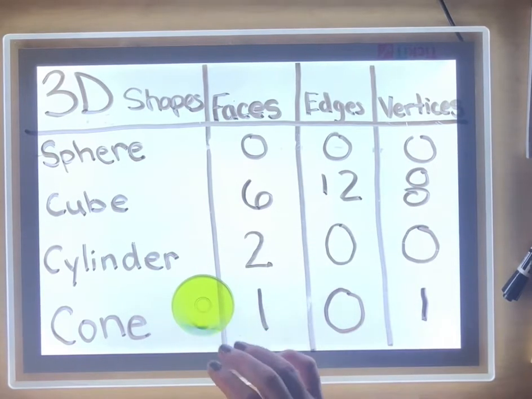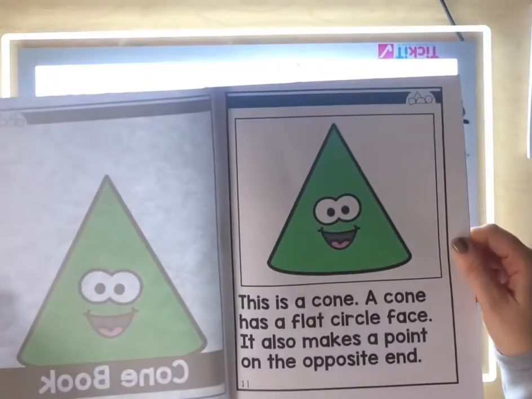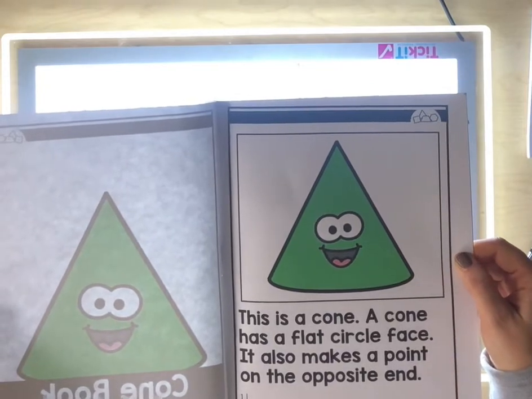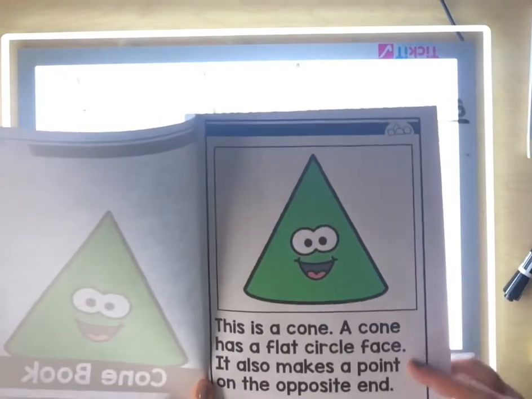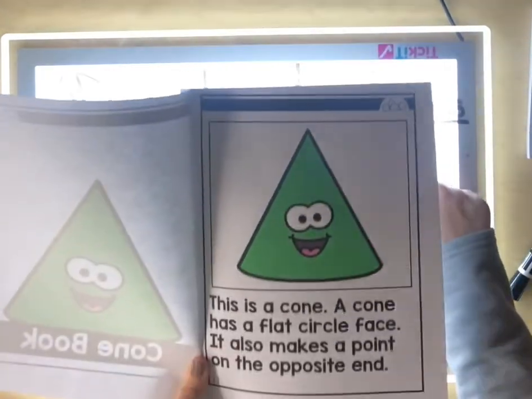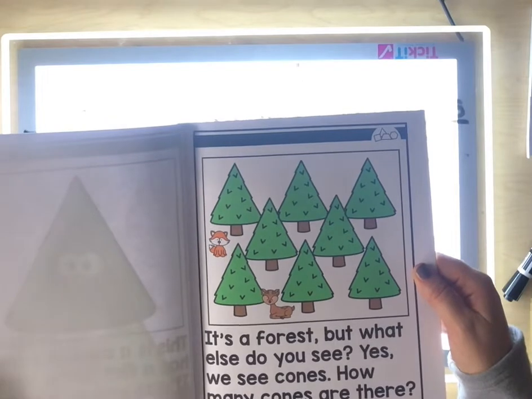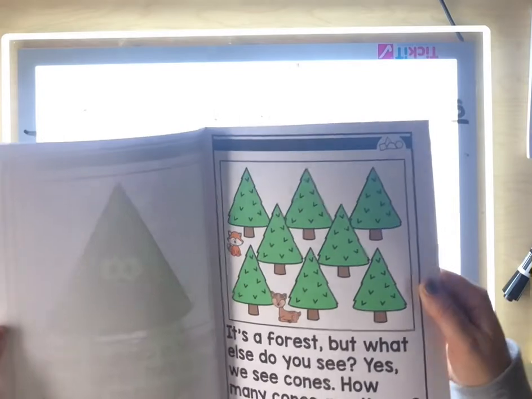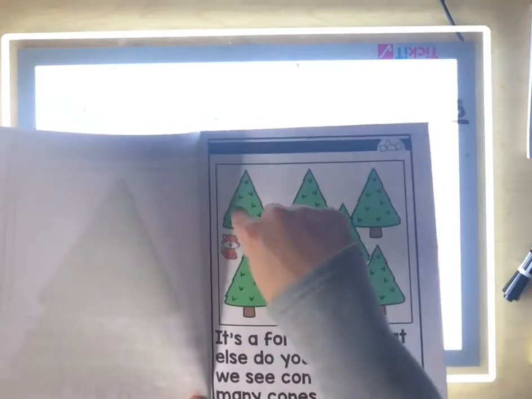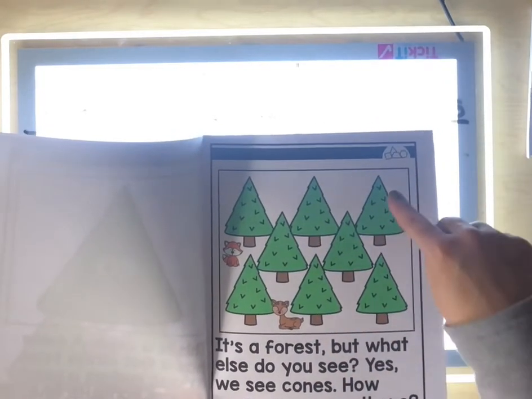Let's look and read a little bit more about the cone book. This is a cone. A cone has a flat circle face. It also makes a point on the opposite end. That point is called a vertice. Look at the picture. It's a forest. But what else do you see? Yes, we see cones. How many cones are there? 1, 2, 3, 4, 5, 6, 7, 8.